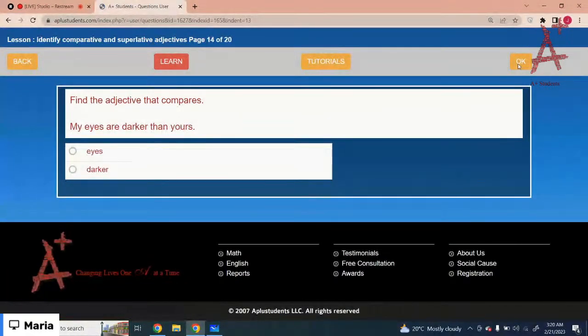These are darker than yours. So which is the correct option? Darker is the correct option. Got it? The one that is ending with er is the correct option. Got it? So darker is the correct option.